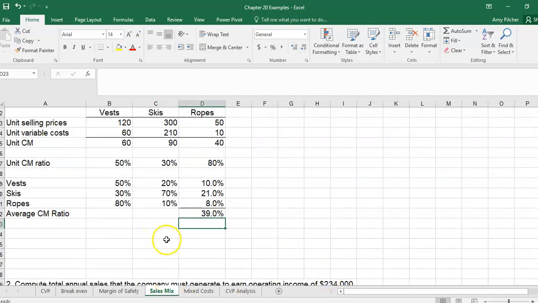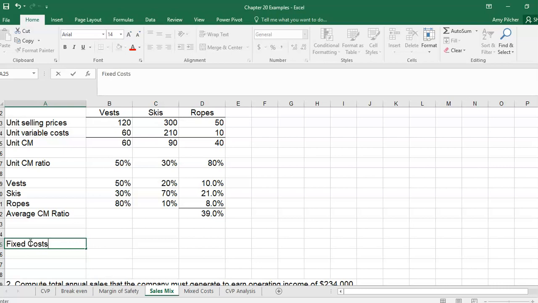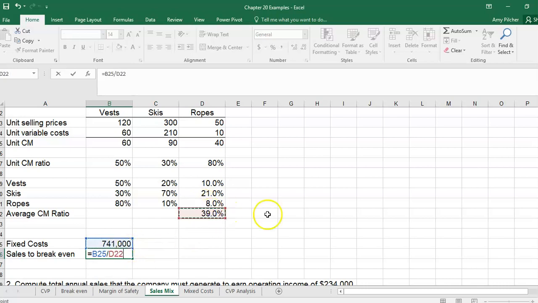We then take our fixed cost of $741,000. So our break even in sales is fixed costs divided by our contribution margin ratio, or $1.9 million.